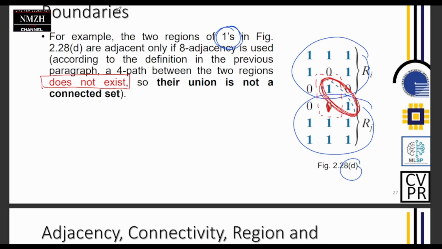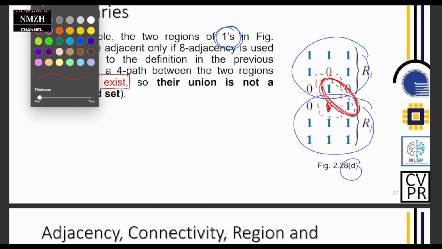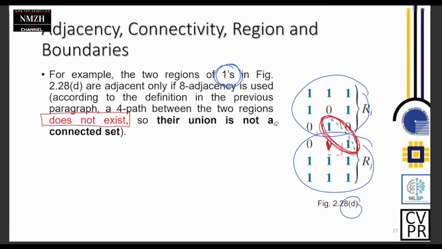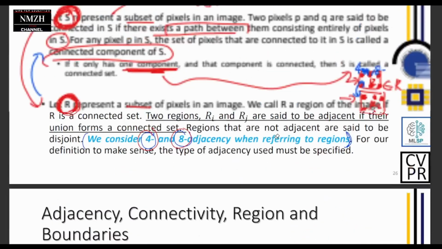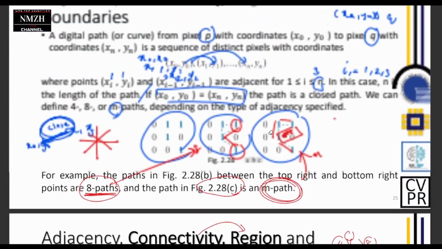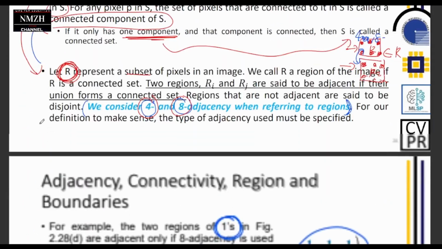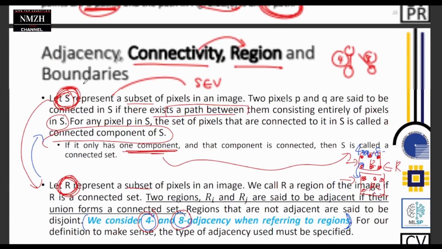Here, since we don't have 4-adjacency, we can say that the union is not a connected set. That is to ensure the regional perspective. The one that we discussed before was the pixel perspective, from here to the top, but here it is the regional perspective. Sorry about that. We need to be careful about that.